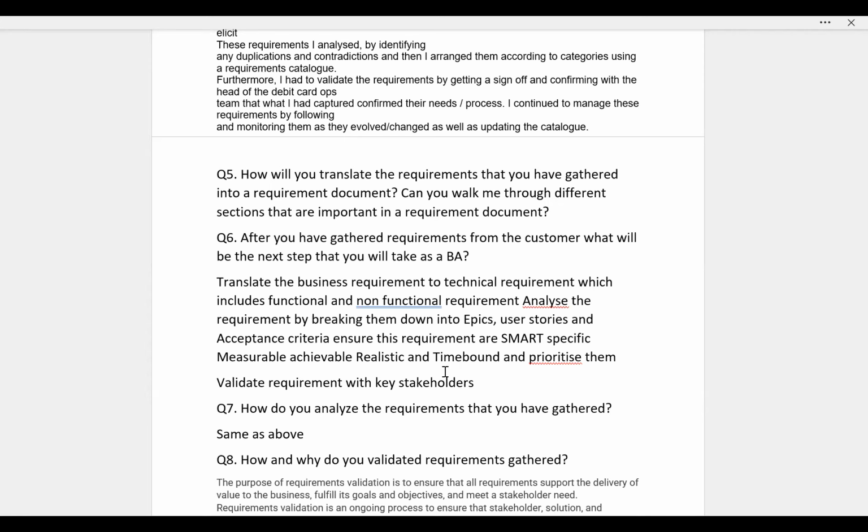Mention the diagrams. Different sorts of diagrams are important. You can say process flow diagram, you can say UML diagrams, and then you can say that requirements are important in a requirement document, in the form of use cases.